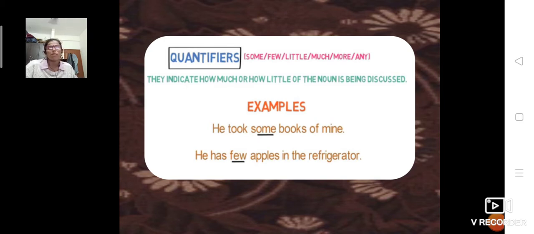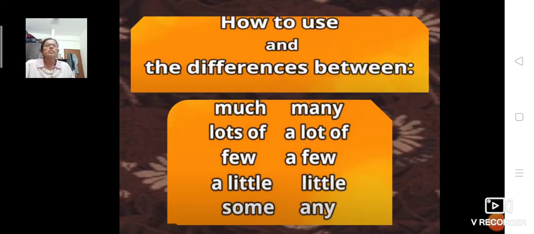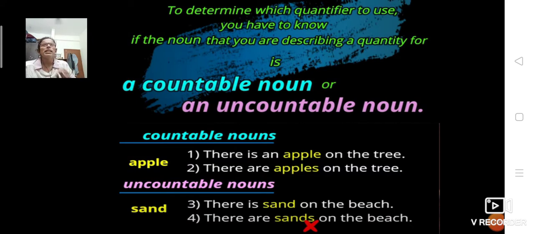Let us explore more about these quantifiers today in this topic. In today's lesson we will learn how to use these quantifiers and the differences between much, many, lots of, a lot of, few, a few, a little, some, any. Children will learn how these can be used with nouns, right? Before knowing that, we should know what is a countable noun and an uncountable noun, because if you know this well, then the next part that I am going to explain will be easy for you to understand.